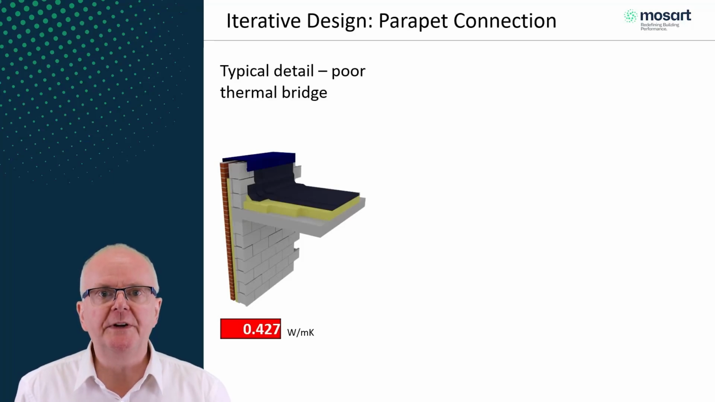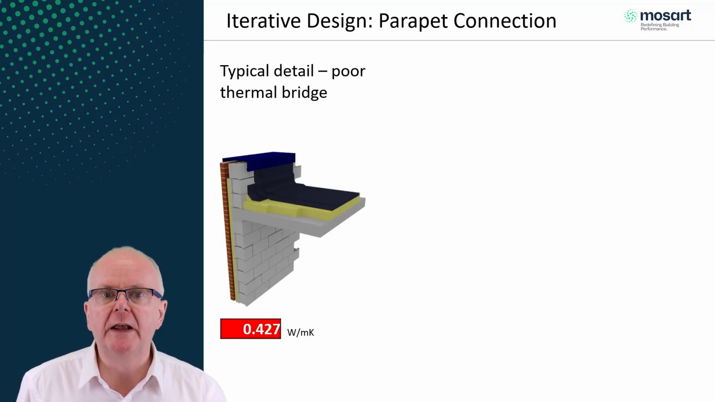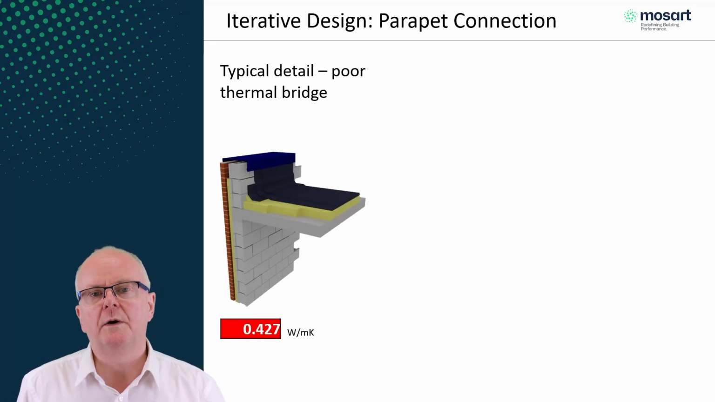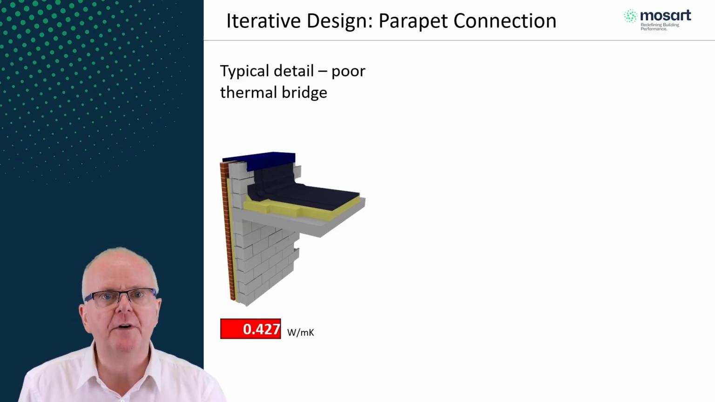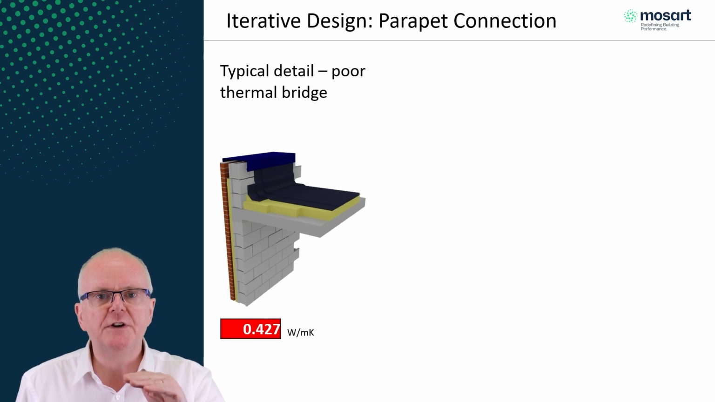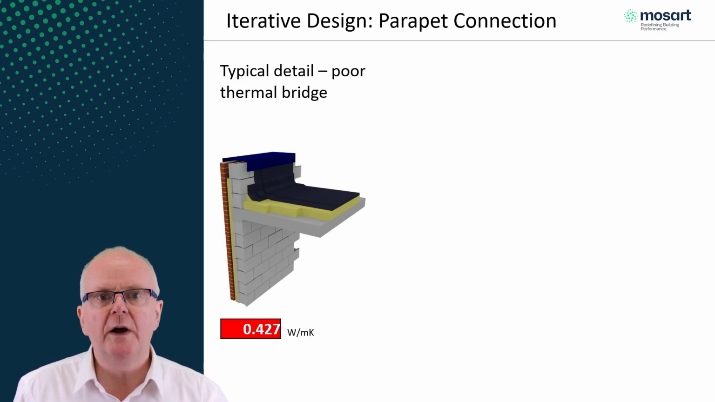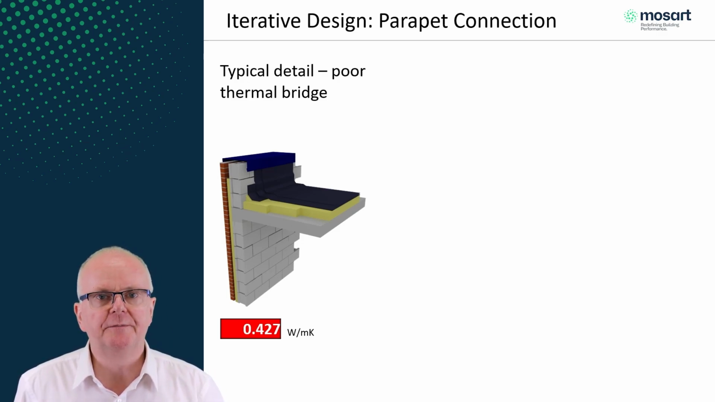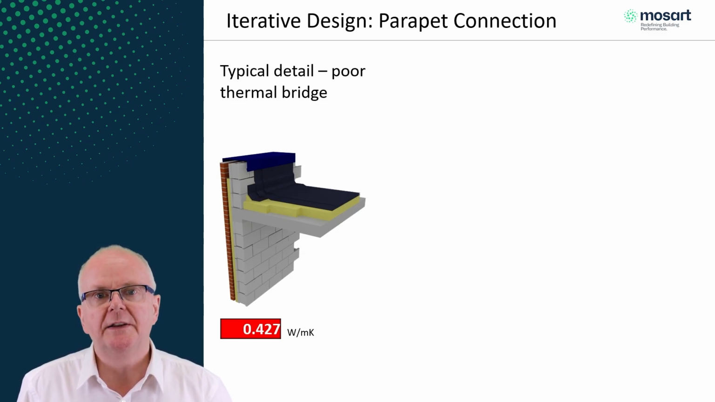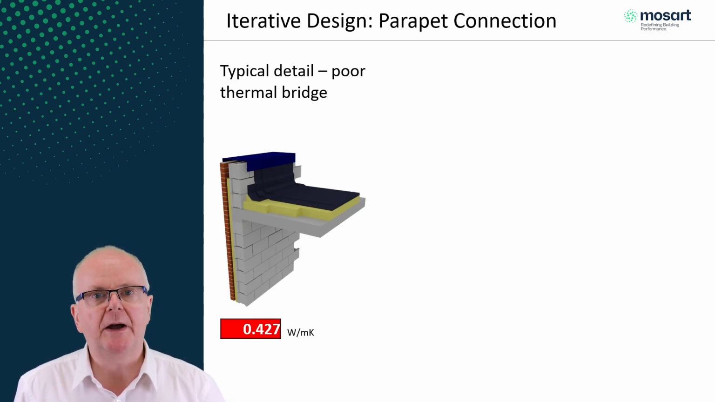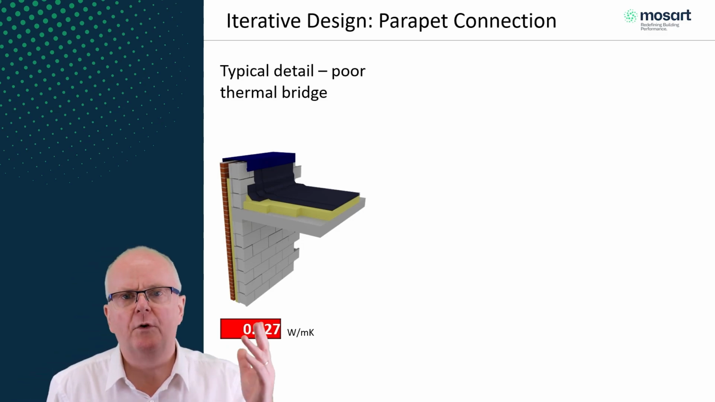Let's look at a parapet detail here. We saw some parapet details in an earlier module when we were looking at insulation. Here we have a detail. If you look very carefully, we've got roof insulation in yellow, we've got wall insulation in yellow, and they are not connected. You see that? So I hope it's quite obvious that that's going to create a pretty bad psi value. We're going to have a lot of heat loss there, and the psi value is 0.427.